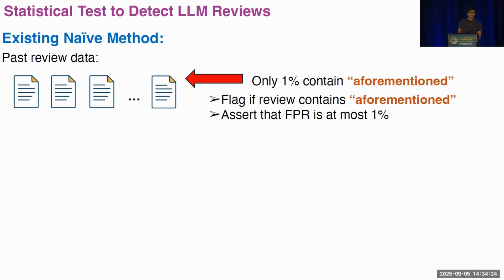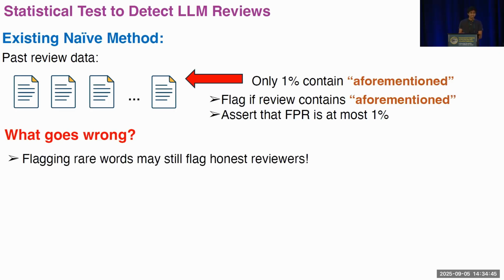So this looks great on the face of it, but there are problems. And the bottom line is we cannot use rare words like aforementioned as a watermark because that makes assumptions on human writing styles. And human writing styles change year after year due to change in language trends and could be any reason. So flagging rare words may still flag honest reviewers.